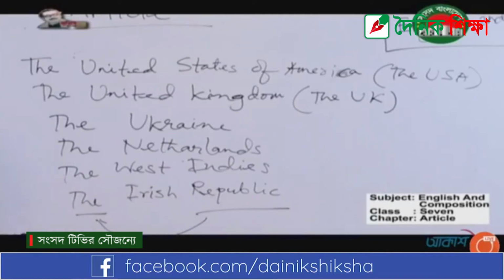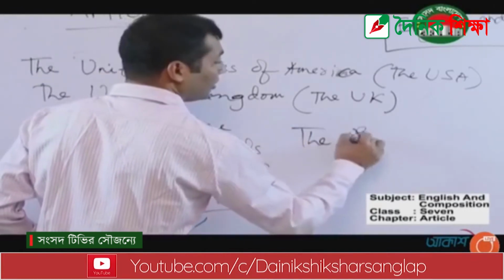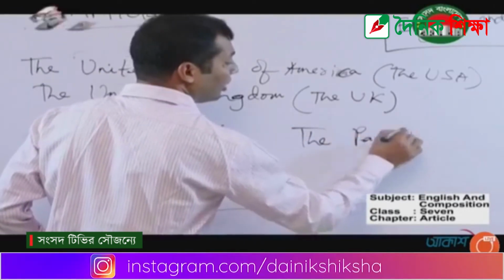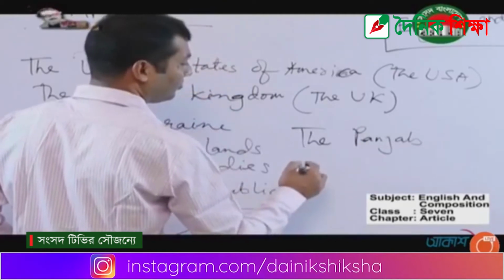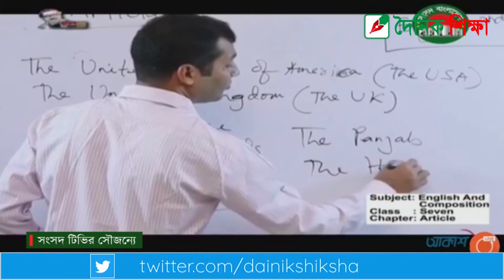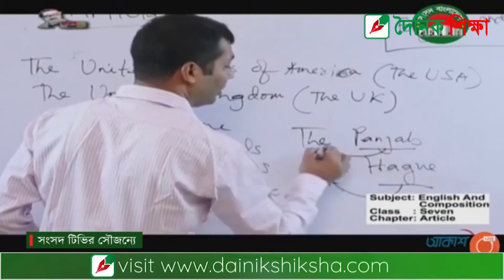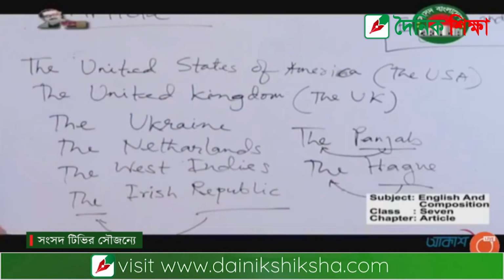And there are two other places, that means the Punjab and the Hague. These two places also take the article "the" before them. So these are some common countries which take the article "the" before them.